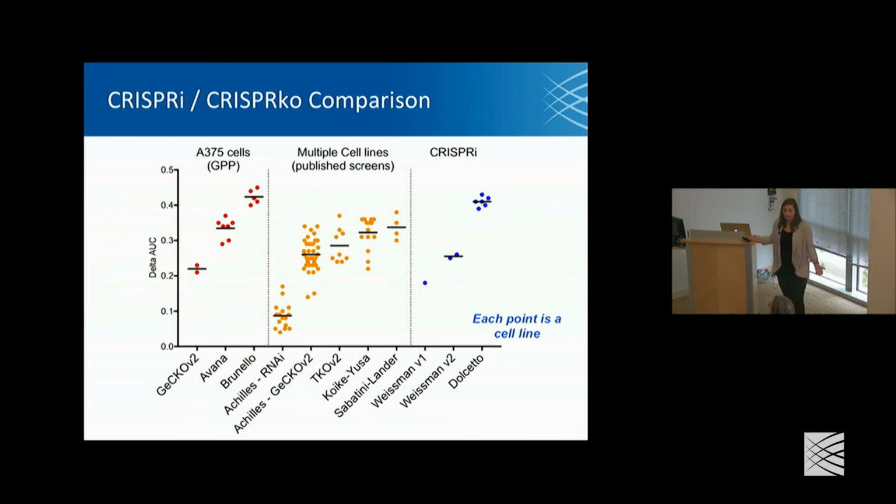So how does our library stack up? When we look at the same delta AUC metric that I described earlier, we see that Dolcetto is significantly doing better by this metric for CRISPRi libraries, but also a nice validation is you see that it's also comparable to CRISPR knockout, which was cool to see.